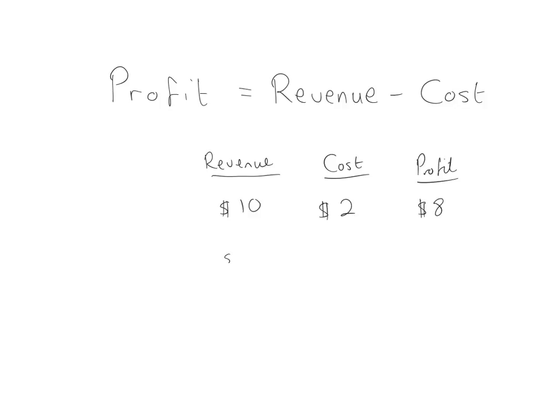If your revenue is 300 and your costs are 150, then your profit will be 300 minus 150, which is 150. If your revenue is x and your cost is $3, then your profit will be x minus 3. Nice and easy. So profit equals revenue minus cost.